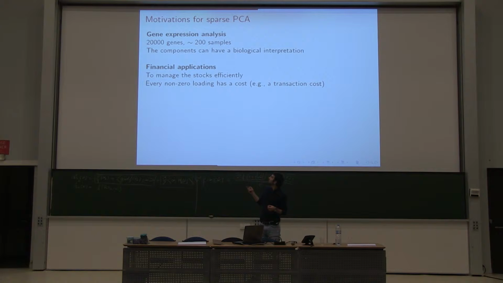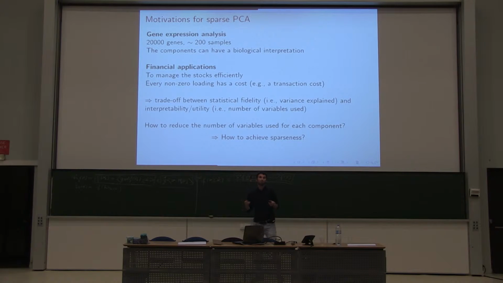Also, in financial applications, you can use PCA. I know less about this one, but basically you can use PCA to analyze the market and help to make decisions about which stocks you should buy or sell. And in this case, every non-zero loading has a direct cost because there is a transaction cost. So for both these applications, there will be an obvious advantage to have loadings that do not take all the p variables into account, but only a few of them.